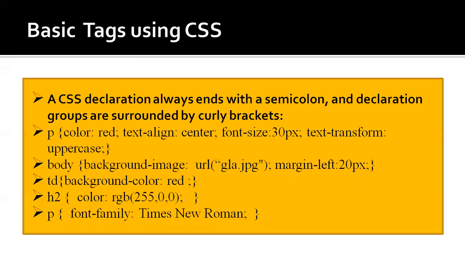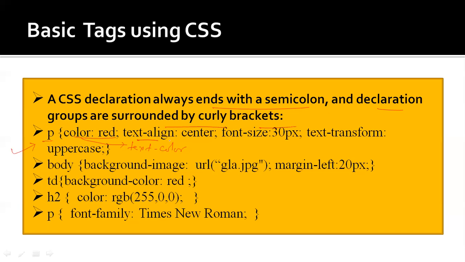So let's see some more examples. A CSS declaration always ends with the semicolon, and the declaration groups are surrounded by curly brackets. We have already seen that. And let's see some examples. There is a p tag, color colon red. Color property defines the text color. It means the color of the paragraph, the content which is written inside the paragraph, will be red.